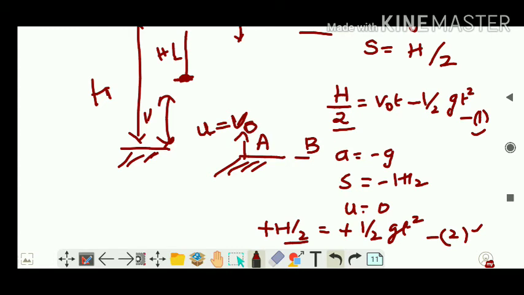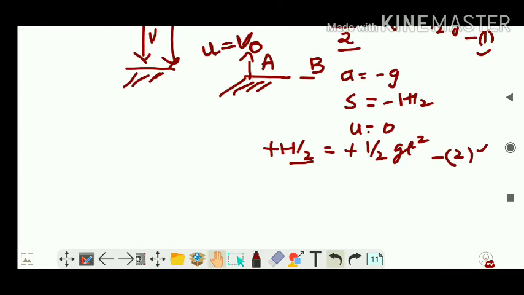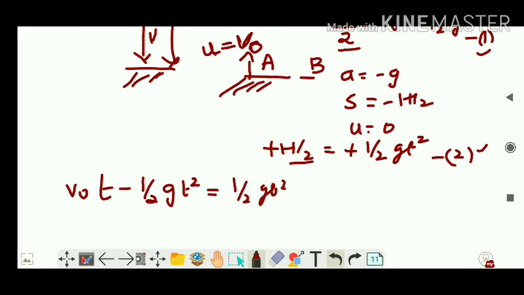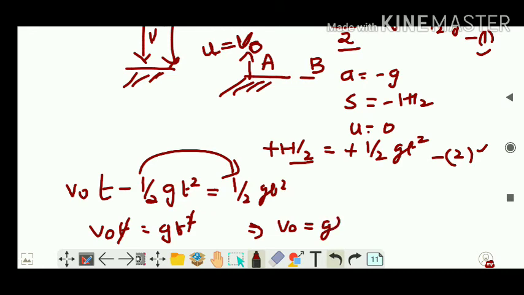So I can equate these two, and write v naught t minus half gt squared is equal to half gt squared. Half gt squared goes over here, so it becomes half plus half. So v naught t is equal to gt squared. I can cancel one t, so v naught is equal to gt, or I can write t is equal to v naught by g.